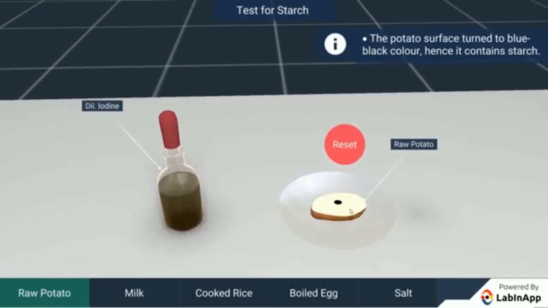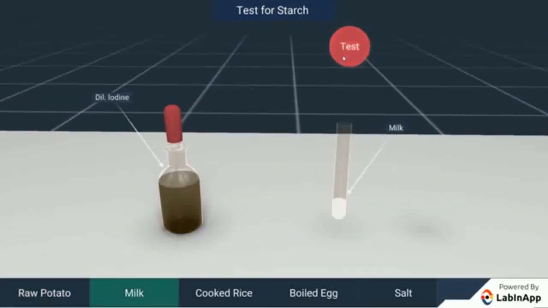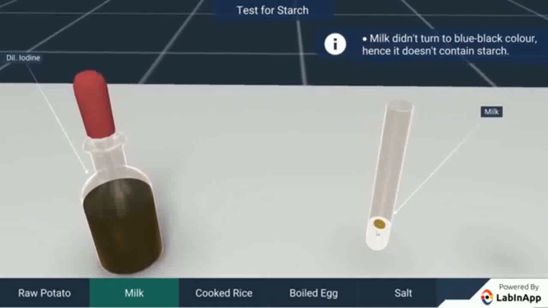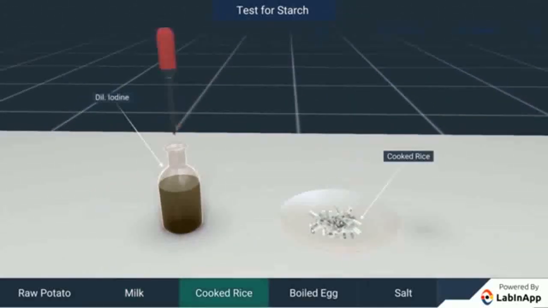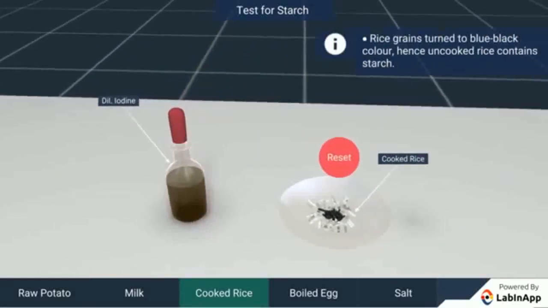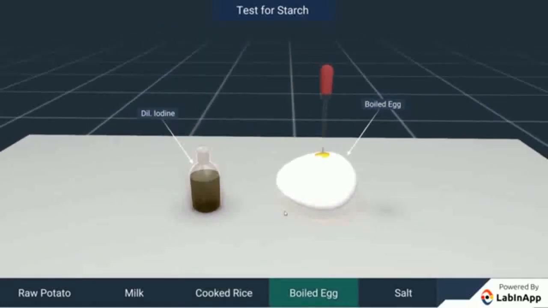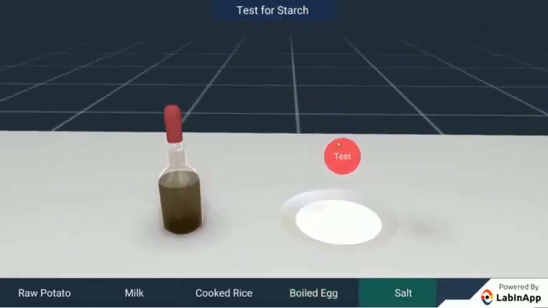Similarly, test the presence of starch on different food samples. Here I had taken milk. Observe the change in color. Milk does not turn blue-black, hence it does not contain starch. Next I had taken cooked rice. Rice turns blue-black, indicating the presence of starch. Next I had taken boiled egg. Boiled egg does not turn blue-black, hence it does not contain starch.